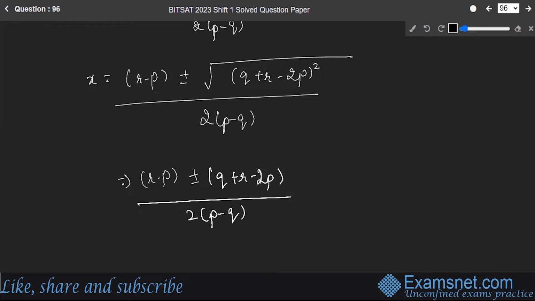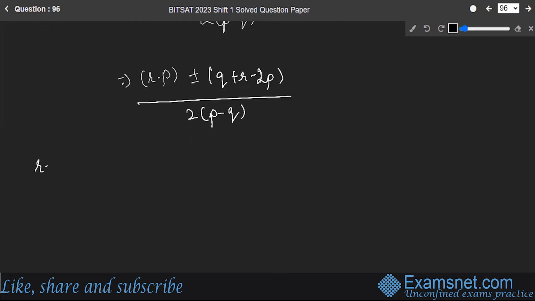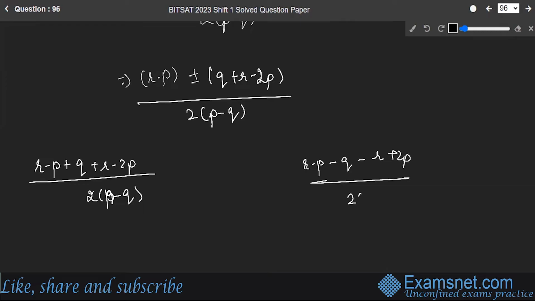So this will give me the two values. Let's see, you have (R minus P plus Q plus R minus 2P) divided by 2 into (P minus Q), and you have (R minus P minus Q minus R plus 2P) divided by 2 into (P minus Q).